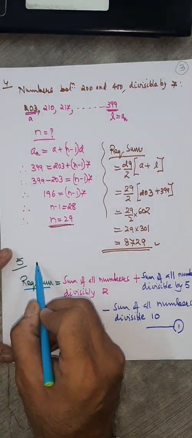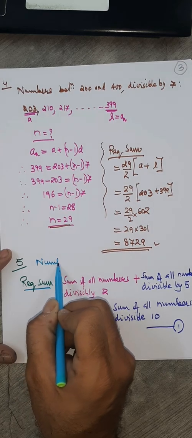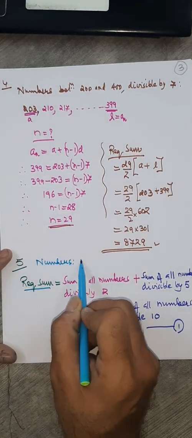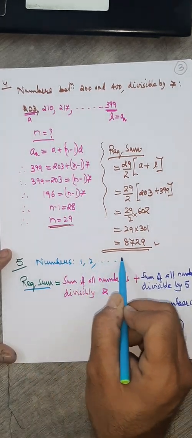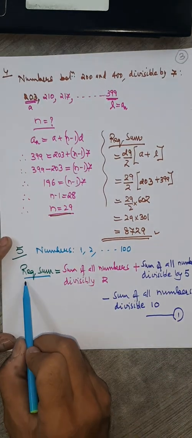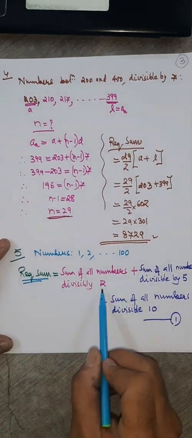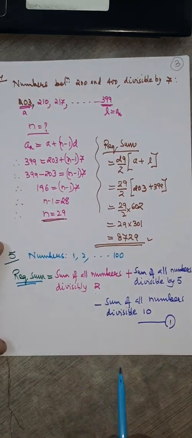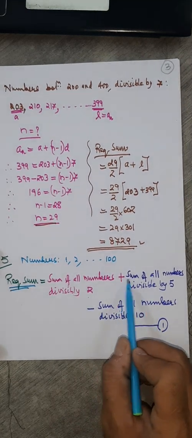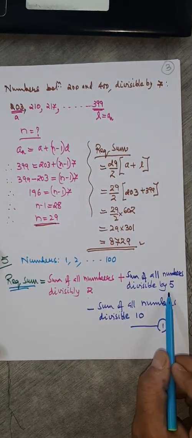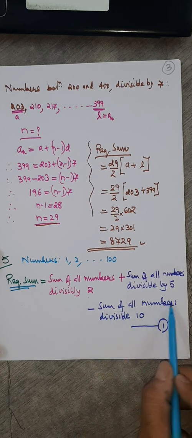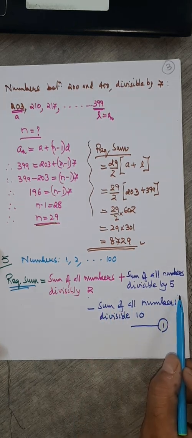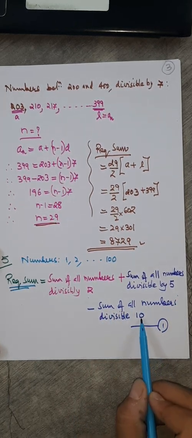Here the numbers are from 1 to 100. Numbers from where to where? 1, 2 up to 100. So the required summation means the sum of all the numbers which are divisible by 2, plus the sum of all numbers which are divisible by 5, minus the sum of all the numbers which are divisible by both 2 and 5, which is 10.